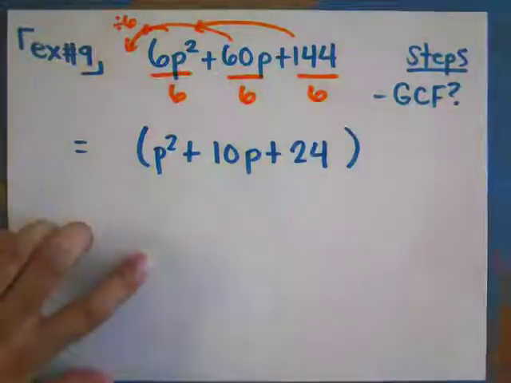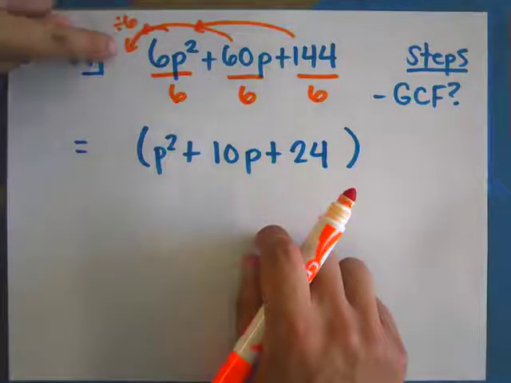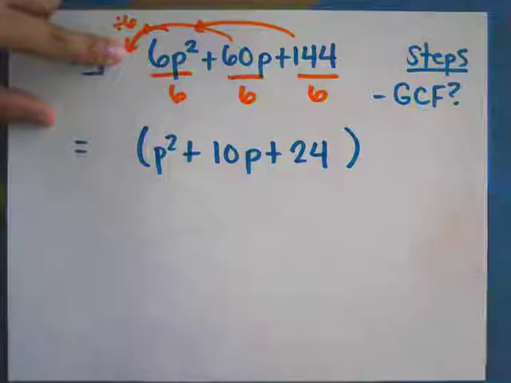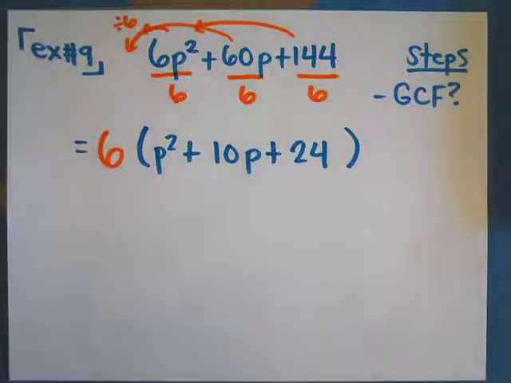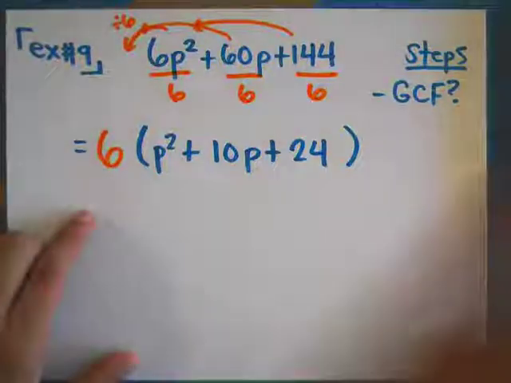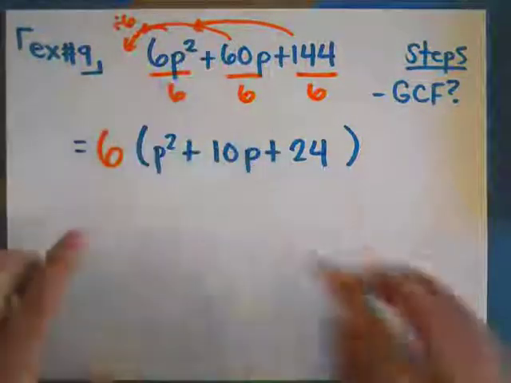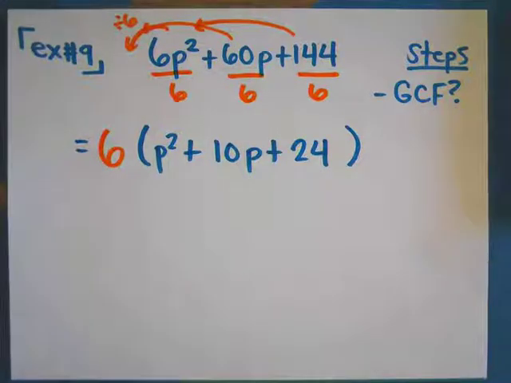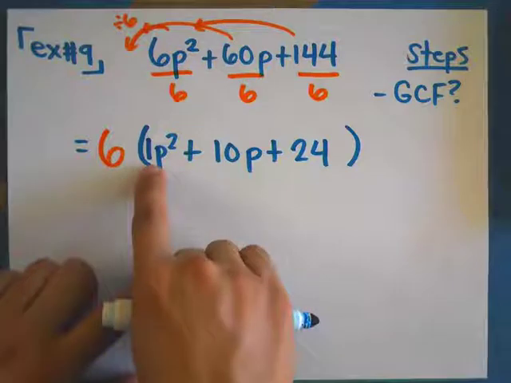Okay, remember, this is why I like drawing the reverse distribution arrows, because it's kind of signaling, hey, we got to put that 6 back. We're not taking that 6 away. We're not really eliminating the 6. We're just extracting. We're just putting it on the side over here. So this is like reverse distribution. We're extracting a GCF. Okay. Now, this is a 1.